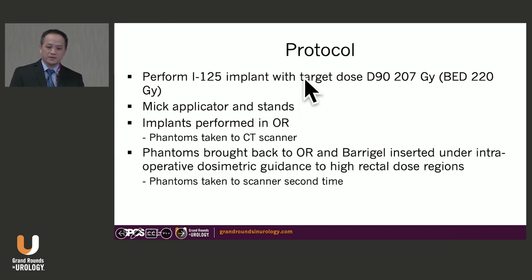So the protocol, I just want to mention this protocol. You will notice that Dr. Stone is using the iodine 125 seed and trying to aim for this physical dose of 107, which is the 220 BED we described earlier. As Dr. Stone described, they did the implant in the OR, then took the phantom to the CT scan to get the first post-implant dosimetry, and then brought it back to the OR and injected the spacer agent, and took it back to the CT scan the second time to see the difference.